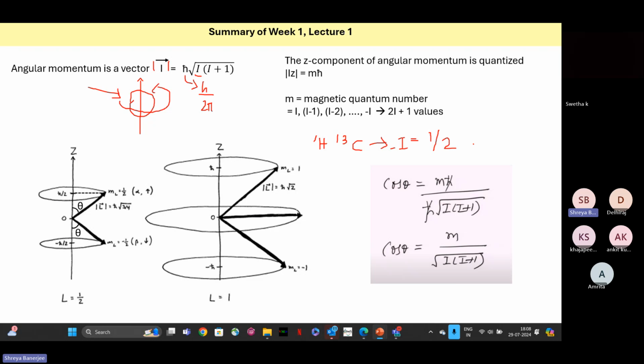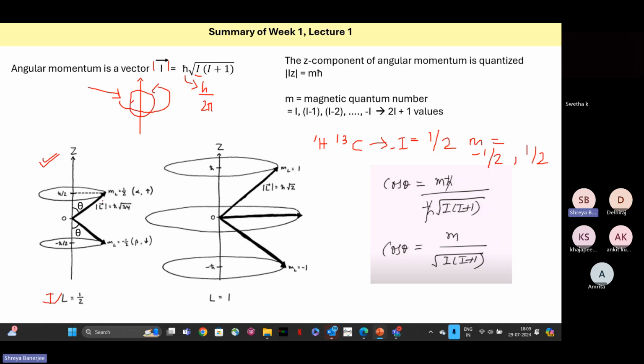So if the I is half, the m will be minus half and half, which you can see in this figure here. So here I has been written as L. So you can represent it by L also. So this is either I or L. And what happens is that this arrow that you can see, this is the angular momentum. So it's represented by an arrow because it's a vector quantity.